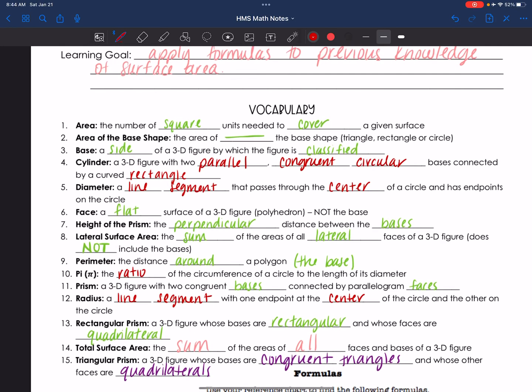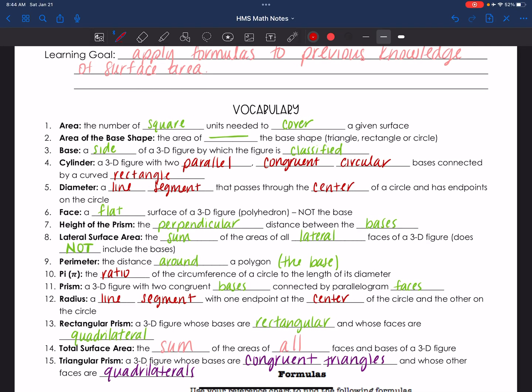We are going to go through the remaining vocabulary words. We have cylinder, because that is what we're doing today. We're finding the lateral surface area of a cylinder, which is a 3D figure with two parallel congruent circular bases connected by a curved rectangle. Basically a can, like a can of food. That's a cylinder.